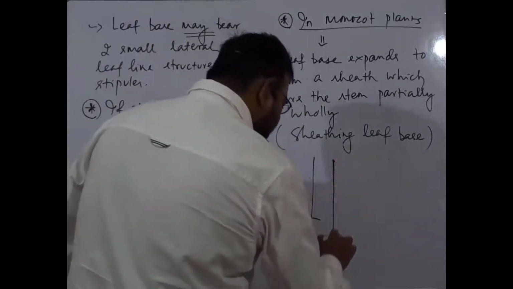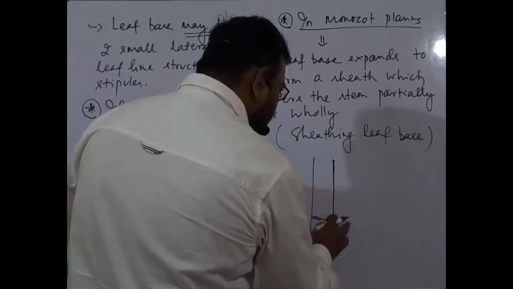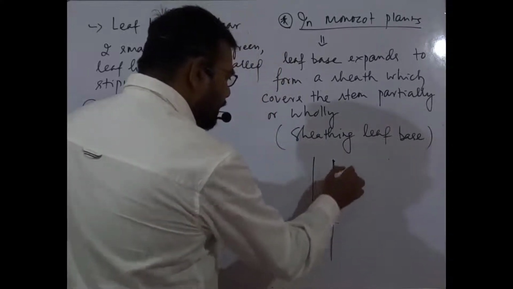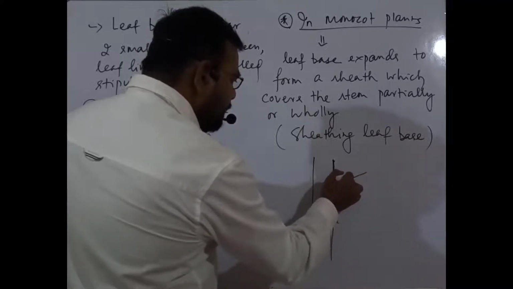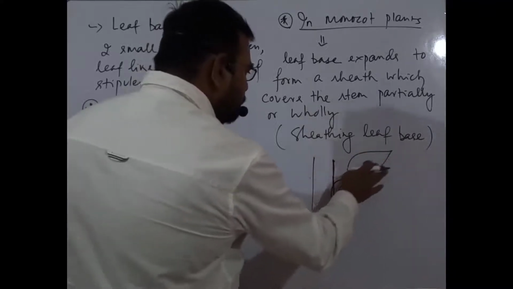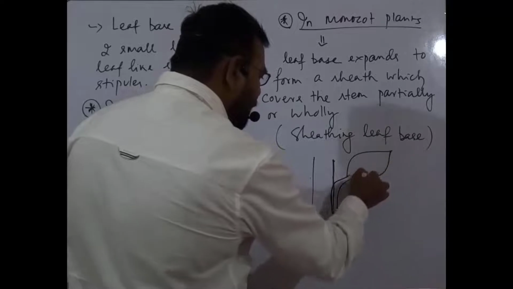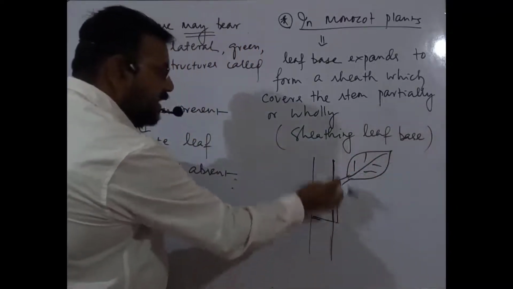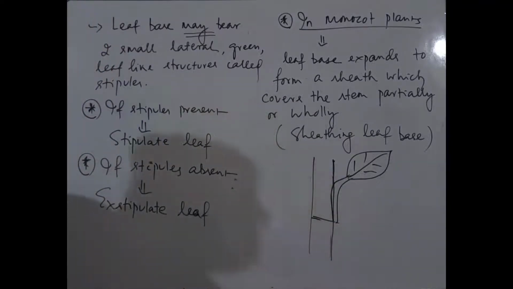ग्रासेस में भी, you can find it in the grasses. ये लीफ बेस यहां से इसे एक्सपैंड करेगा। एक्सपैंड करने के बाद ही उसके बाद वो लामिना फॉर्मेशन करेगा, ऐसे थोड़ी देर एक्सपैंड करेगा। So that is known as sheathing leaf base.